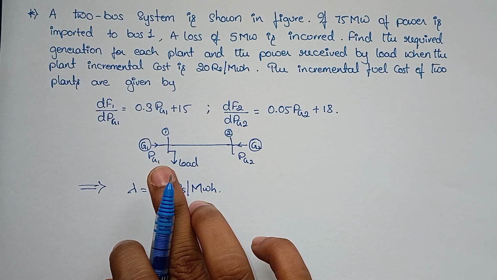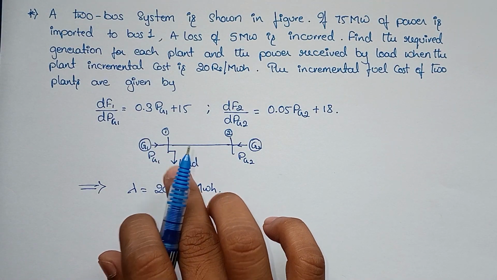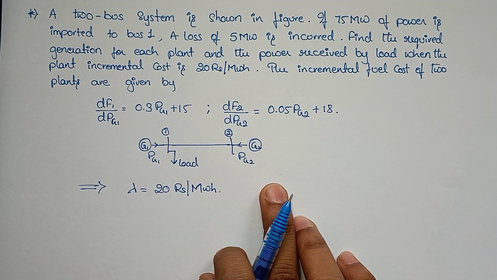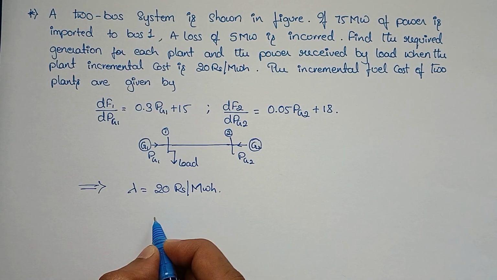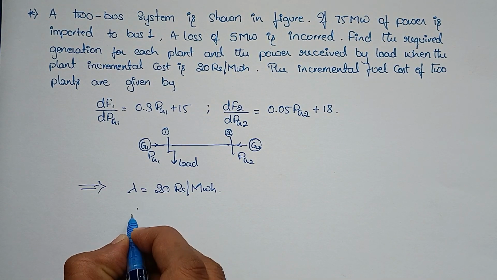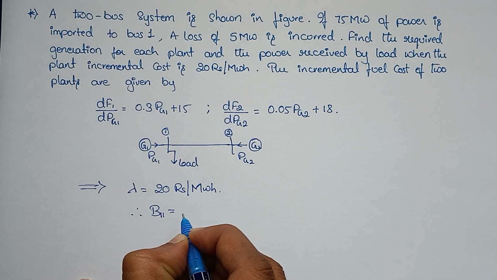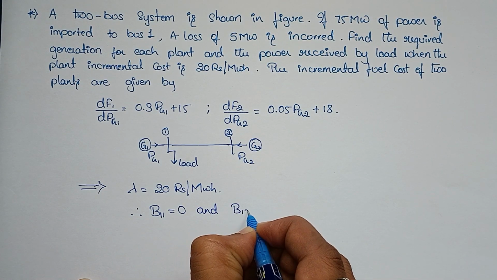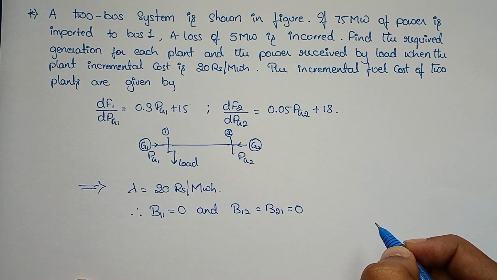and with load at bus 1, PG1 will not have any effect on the losses incurred because the load is near to the generation, and the loss, whichever occurring, is only because of generator 2, that's PG2. Hence we can come up with the idea that the B coefficient B11 is equal to 0 and B12, which is equal to B21, will be equal to 0.